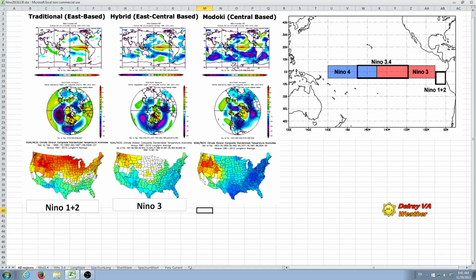This one over in this area is called the Modoki El Nino, the center-based El Nino, and I believe this really fits more with the Nino 3.4, and that's important to remember. That Modoki looks a little bit like most of the energy is in the Central Pacific, Nino 3.4.